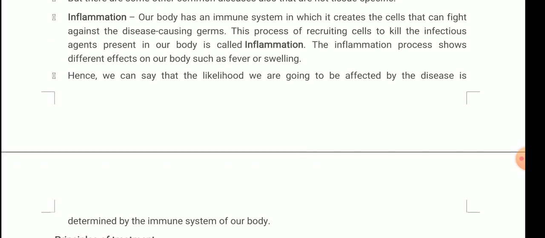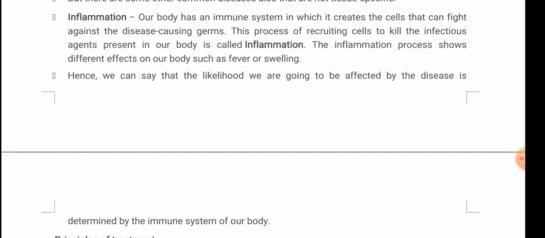Hence we can say that the likelihood of our being affected by a disease is determined by the immune system of the body. Very important: whether we are going to be affected or not is determined by the immune system. So these are the things, students, related to infectious agents.